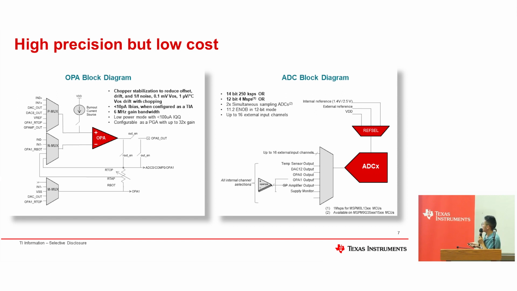The other is the ADC. I mentioned that we can make the sample rate up to 4 megasamples per second. So if you are using oversampling technology, you can increase the resolution to 14 bits.